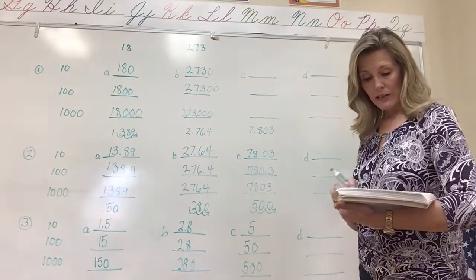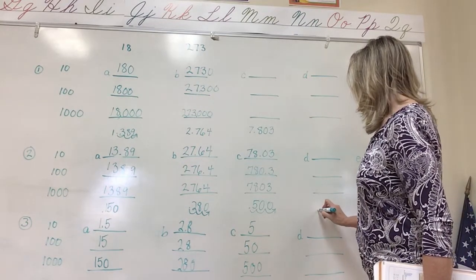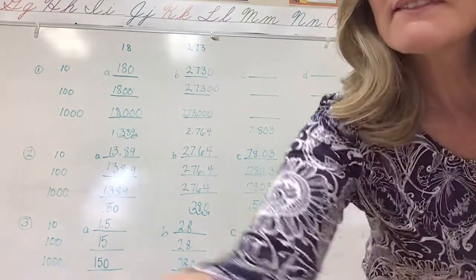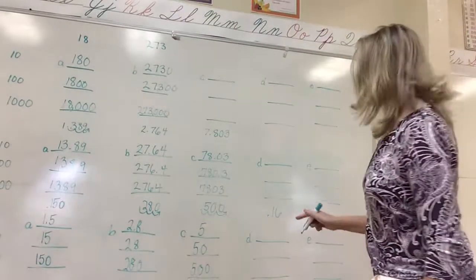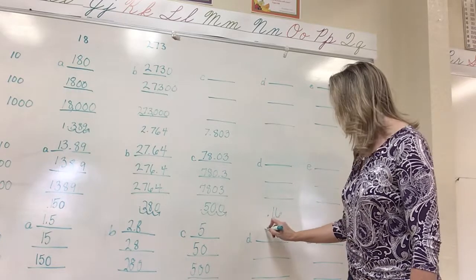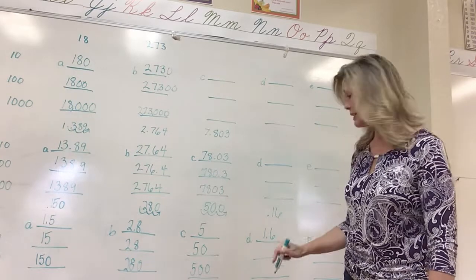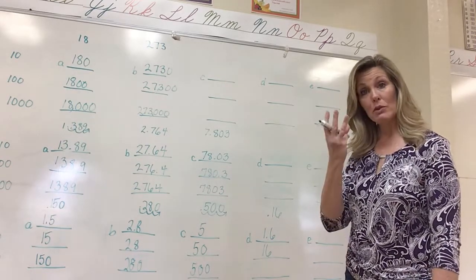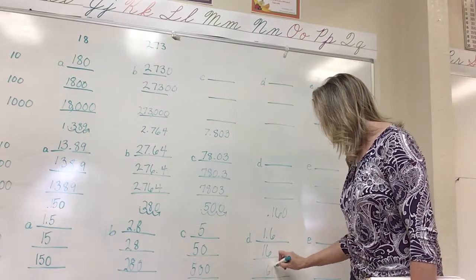Okay, letter D, 1.6. If you can see that better. Okay, so if I multiply by 10, I'm going to move the decimal point one place. That's 16. If I multiply by 100, I'm moving it two places. That's 160. And if I multiply by 1,000, I'm going to move it three places. That means I've got to annex a 0 and make it 1,600.